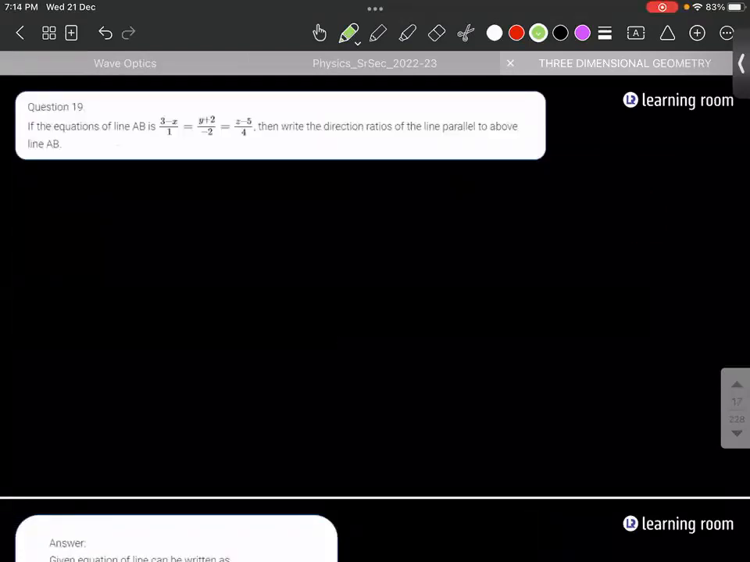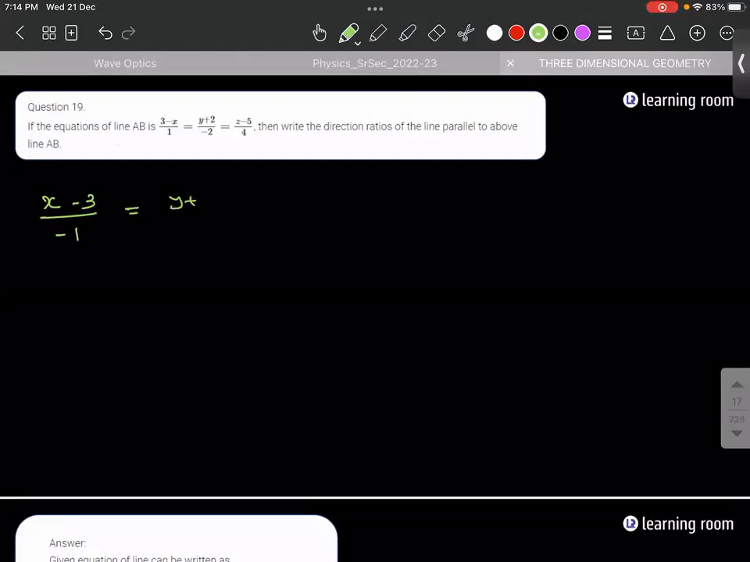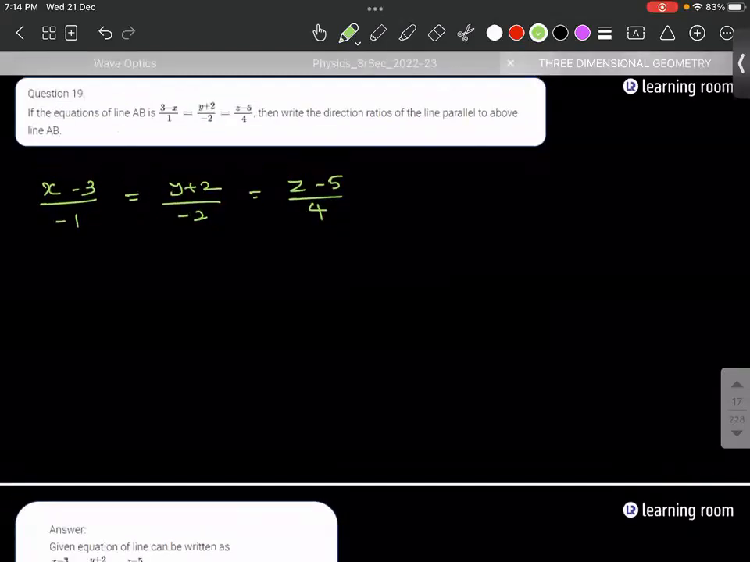If the equation of the line AB is x minus 3 by minus 1 is equal to y plus 2 by minus 2 is equal to z minus 5 by 4, then write the direction ratios of the line parallel to the above line AB. Directly you can say the answer. There is nothing to solve. The answer is minus 1, minus 2, 4. That's it.